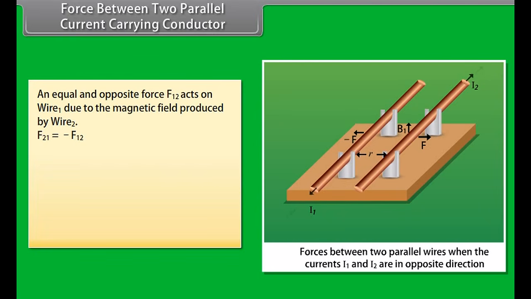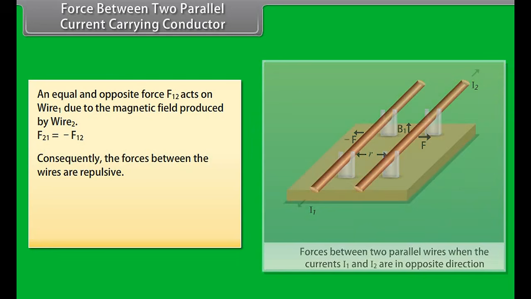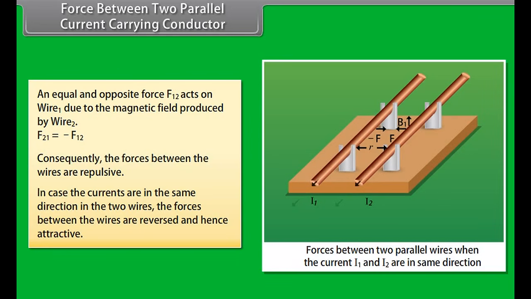An equal and opposite force F12 acts on wire 1 due to the magnetic field produced by wire 2. F21 is equal to minus F12. Consequently, the forces between the wires are repulsive. In case the currents are in the same direction in the two wires, the forces between the wires are reversed and hence attractive.